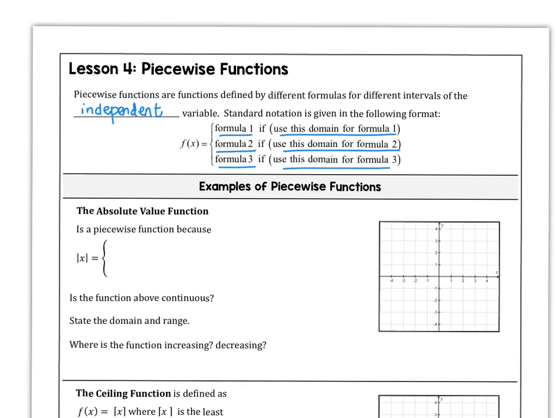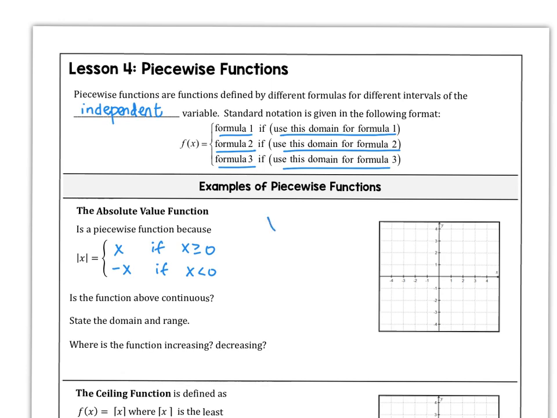First of all, we have the absolute value function. You may not realize the absolute value function is a piecewise function, but it is because we know the absolute value of x is x if x is greater than or equal to 0, or it's the opposite of x if x is negative, if it's less than 0. Because remember, absolute value is always positive.